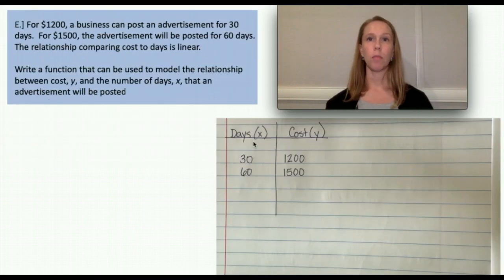For our last problem this week, we're going to look at a newspaper. For $1,200, a business can post an advertisement for 30 days. For $1,500, the advertisement will be posted for 60 days. The relationship pairing cost to days is linear, so we know it increases at a constant rate. We're going to write a function that can be used to model the relationship between the cost, y, and the number of days, x, that an advertisement will be posted.